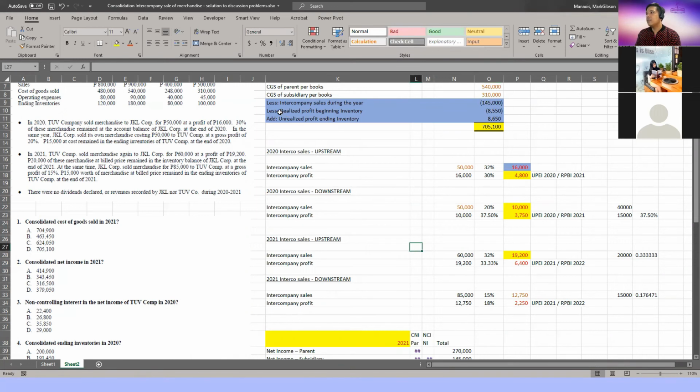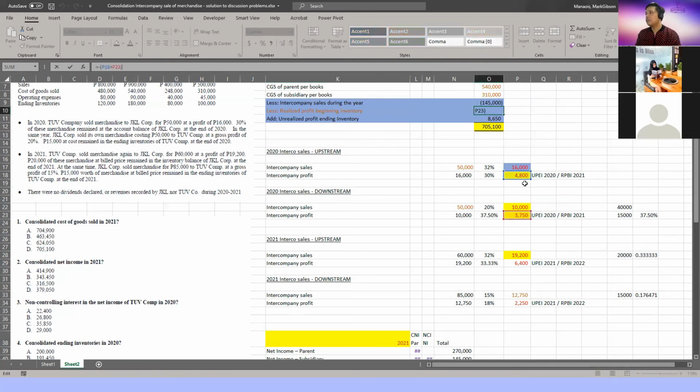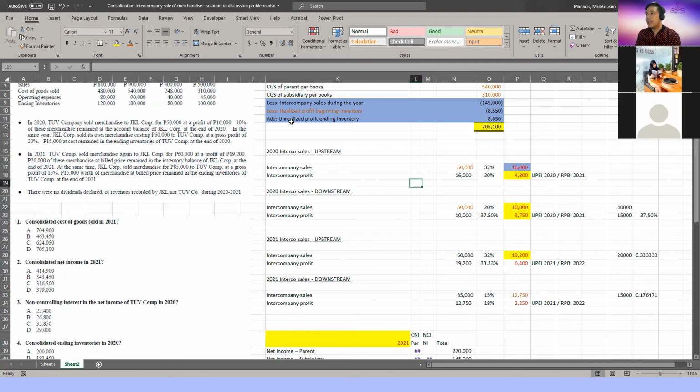Less realized profit beginning inventory. So, take note, this is realized profit beginning inventory. So this will be from 2020. So 8,550. That's 4,800 and 3,750. Doon siya galing sa 2020. Now add unrealized profit ending inventory. So that's 8,650. Ito naman yung unrealized profit on ending inventory ng 2021. So that's 6,400 plus 2,250. So nakita mo, that's 8,650. So the answer to requirement number 1 is 705,100 or letter D.